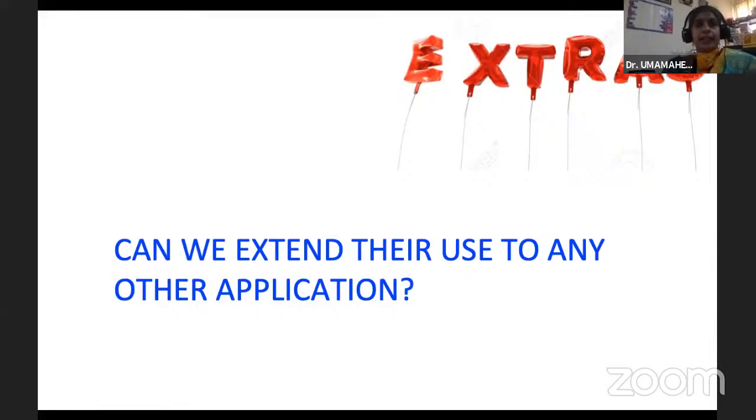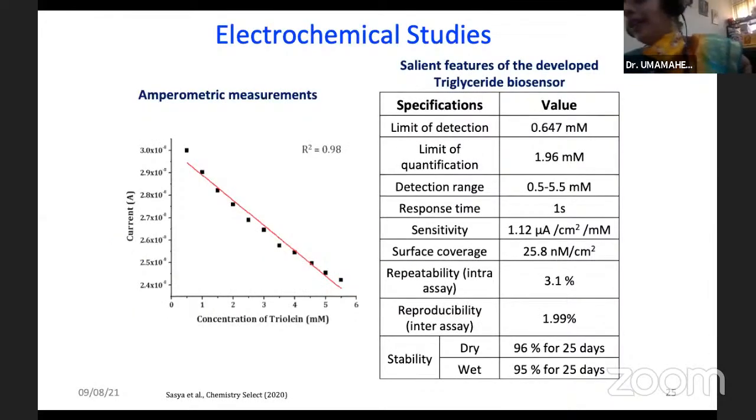And the triglyceride sensor could have a lot of applications in fast detection of triglycerides, trioline. You could see the response time is 1 second.